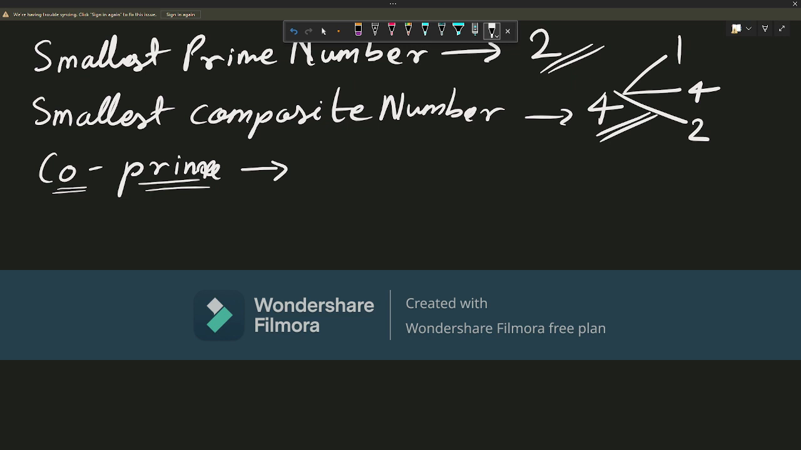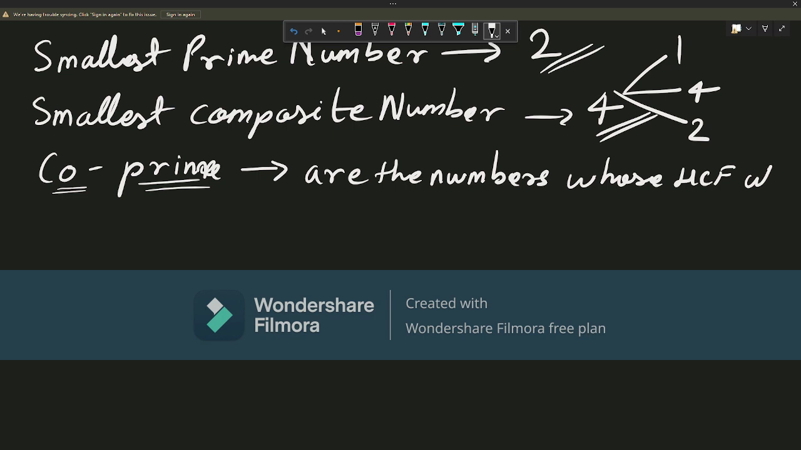Now co-prime numbers are the numbers whose HCF is 1 only. They are the numbers whose HCF is 1 only, nothing else.